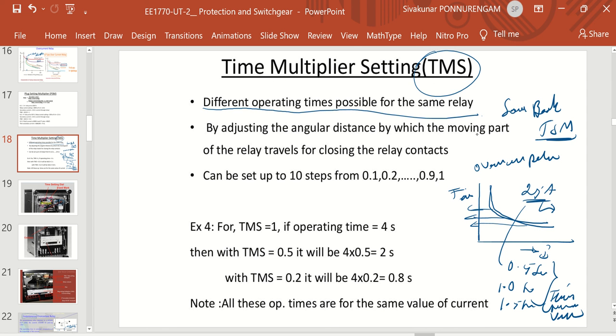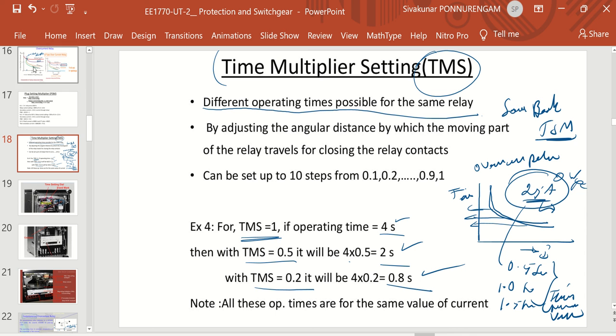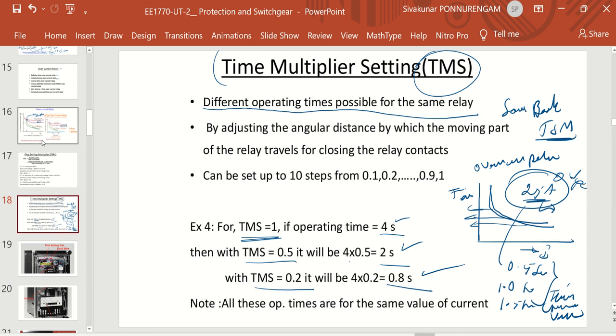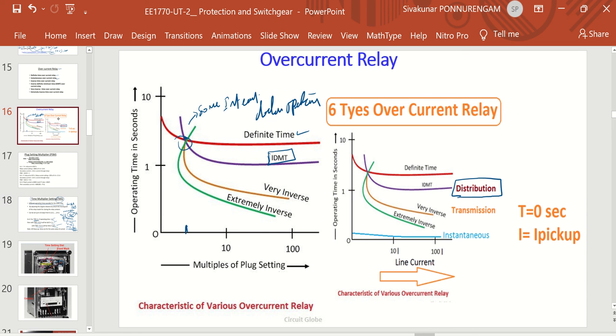For example, with TMS equal to 1, the operating time is 4 seconds. With TMS equal to 0.5, it is 4 into 0.5, which is 2 seconds. With TMS equal to 0.2, it is 0.8 seconds. So for the same 25 amps, the overcurrent relay tripping may be done in 4 seconds, 2 seconds, or 0.8 second. That operation is known as the time setting multiplier. Now we have seen the operation of the IDMT relay.